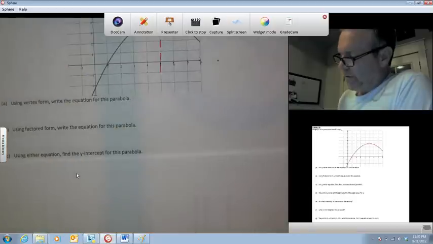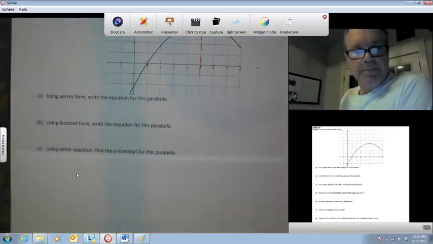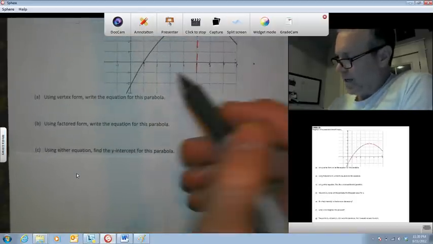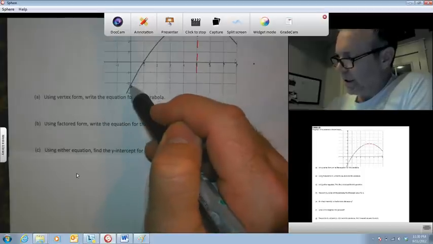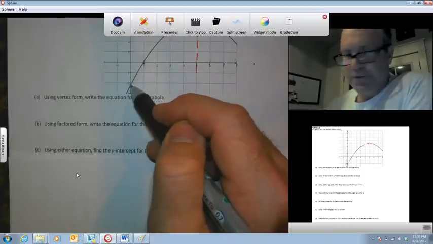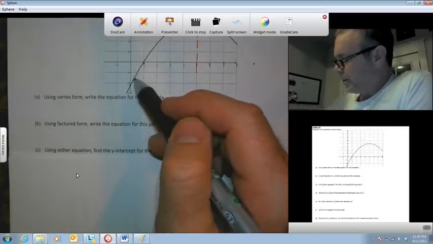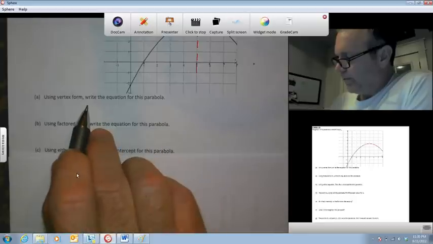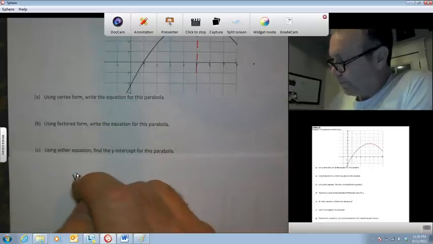Part C says, using either equation, find the y-intercept of this parabola. We see from the graph that it looks like our y-intercept is a little less than -2. And I'm going to use the first form, the vertex form.